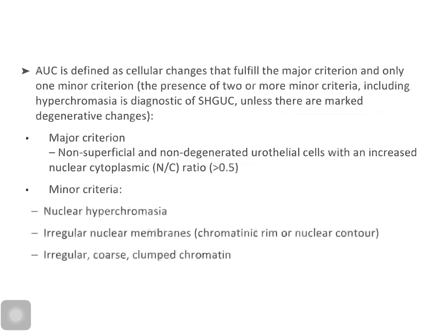Atypical urothelial cell is defined as cellular changes that fulfill the major criteria and only one minor criterion. The presence of two or more minor criteria, including hyperchromasia, is diagnostic of suspicious for high grade urothelial carcinoma unless there are marked degenerative changes. Now coming to the major criteria. Non-superficial and non-degenerated urothelial cells with an increased NC ratio of more than 0.5. The minor criteria are nuclear hyperchromasia, irregular nuclear membranes and irregular coarse clumped chromatin.